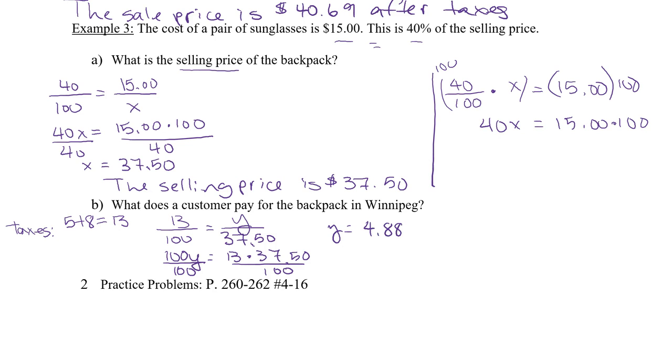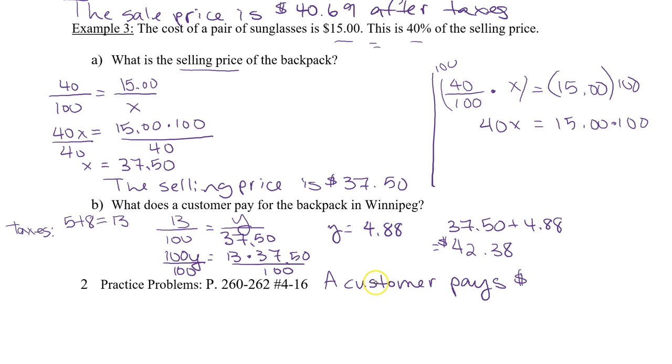Okay, so those are our taxes, but we want to know what the customer is going to pay. They're not just going to pay taxes, as nice as that would be. So $37.50 plus the $4.88 for taxes will be $42.38. Please do it yourself to make sure that I'm right. So the customer pays $42.38 in Winnipeg.